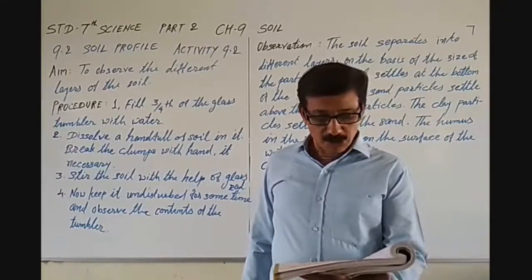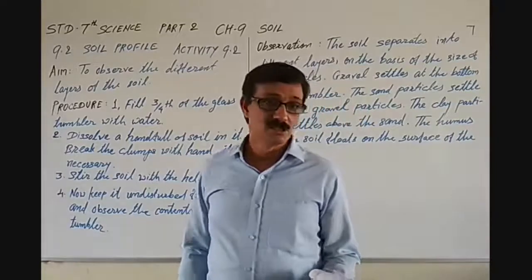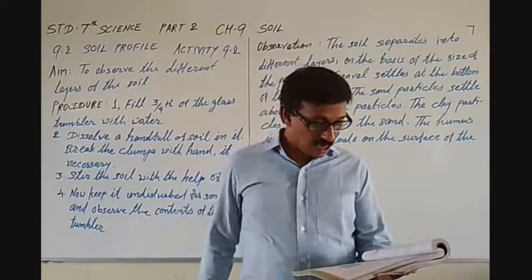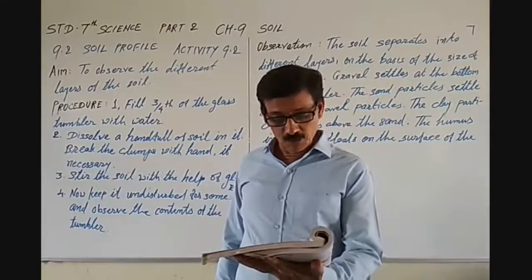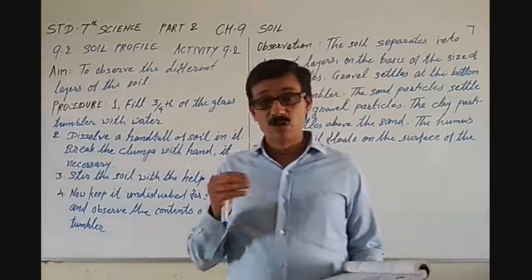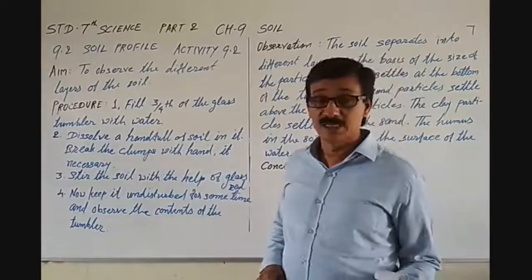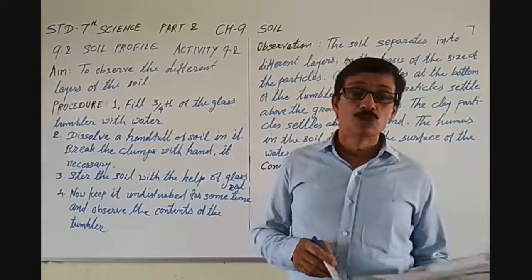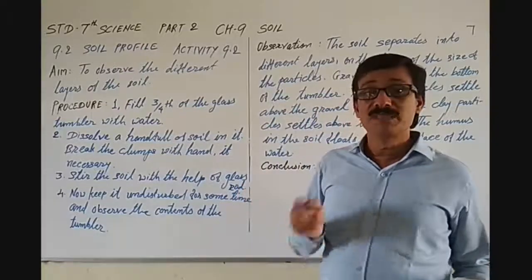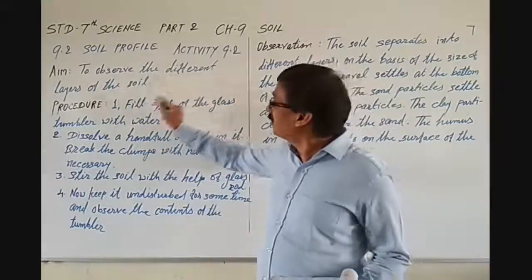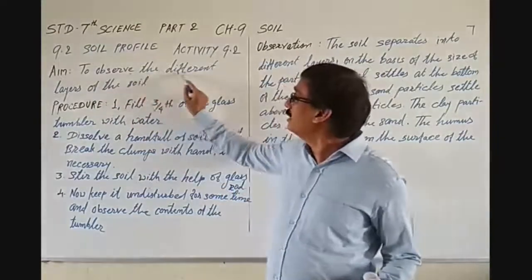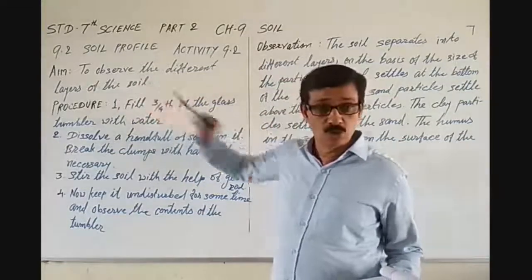Soil is composed of distinct layers. Perform the following activity to find out how these layers are arranged. So now we are going to perform an activity, isn't it? That is activity 2, so that we will come to know the layers of the soil. The aim of the activity is to observe the different layers of the soil.